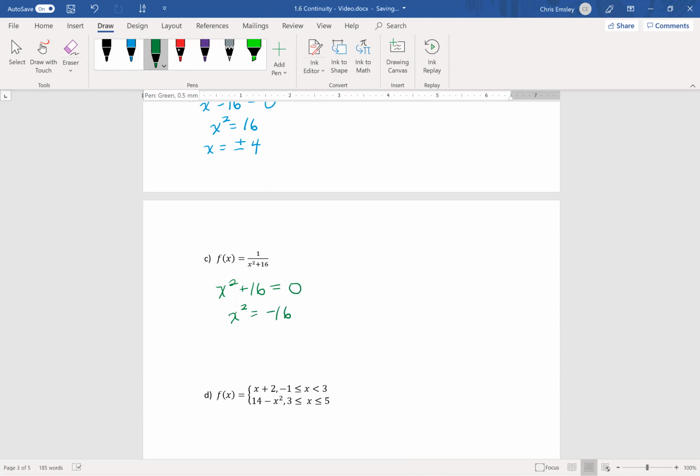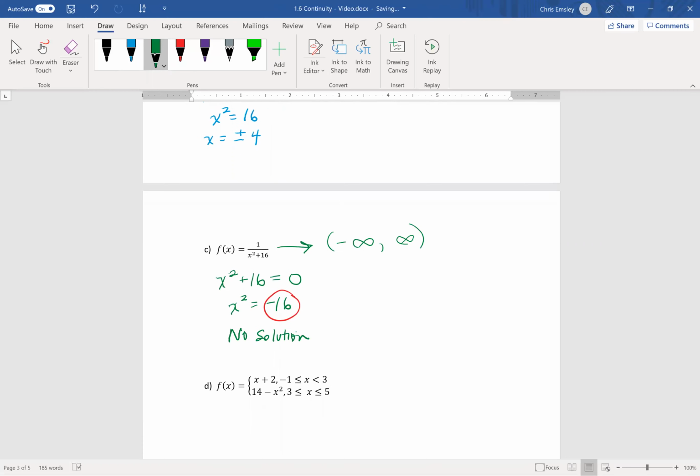That's immediately a red flag, because when we try to take the square root of both sides, we would get an imaginary number. So there is no solution here. So that means there are no numbers that we need to worry about excluding from the domain. So this function is also continuous over all real numbers.